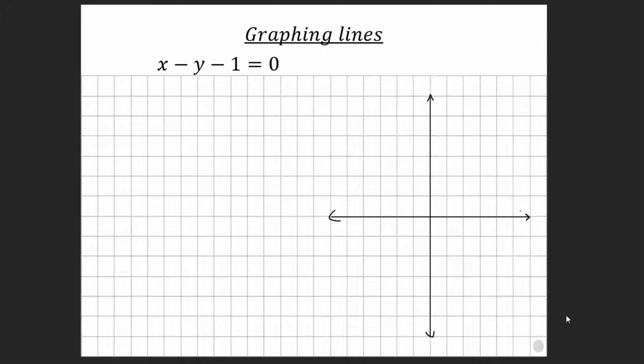Well, you need 2 points on that line, right? If I've got 2 points here, I know I can just draw a line like that, okay? Simple as.